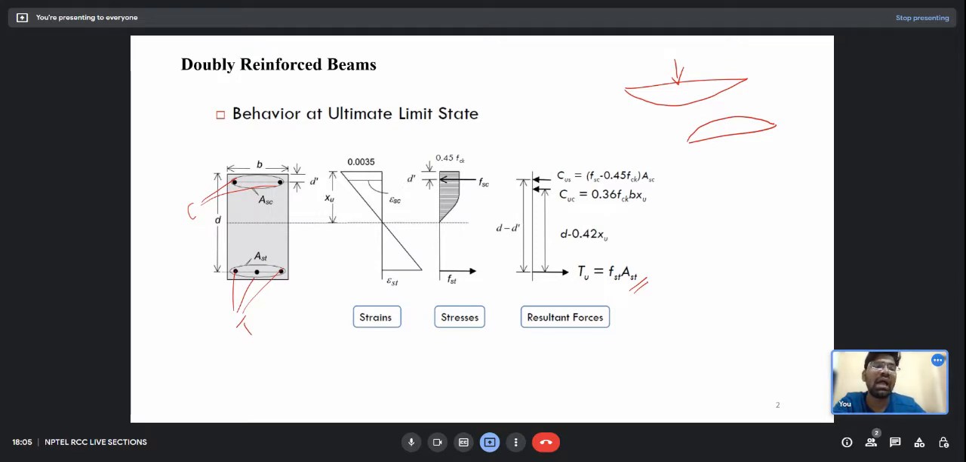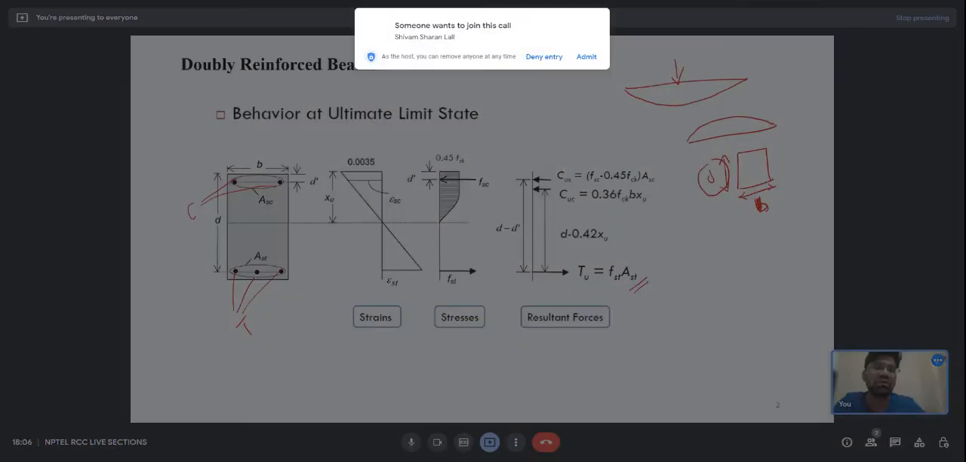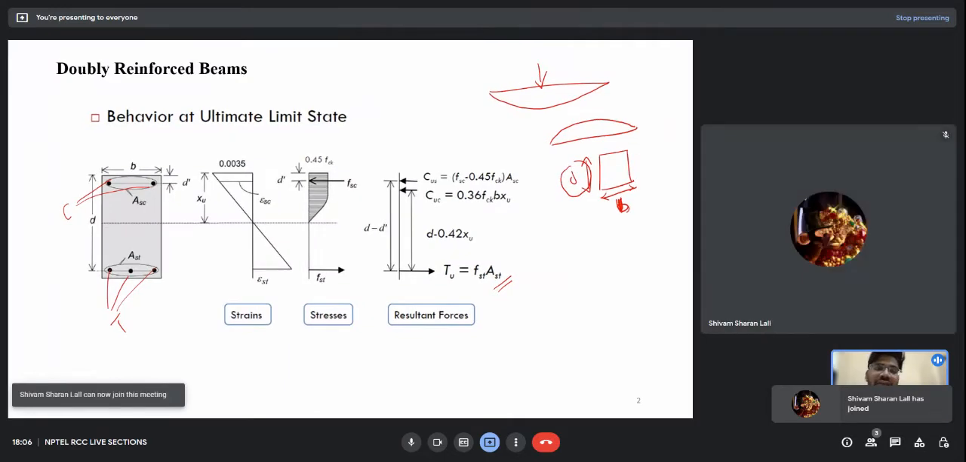Also we need a doubly reinforced beam when the width of the beam is restricted. That is, if this is D and this is B, and the architect wants that this beam should be of this particular size only, but the load coming on this beam demands a higher capacity. So for higher capacity, since we cannot increase this D, we will be providing extra reinforcement in the compression part. So this was the reason why we go for a doubly reinforced design of beam.